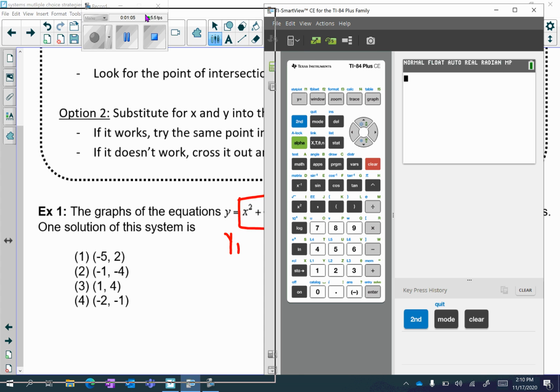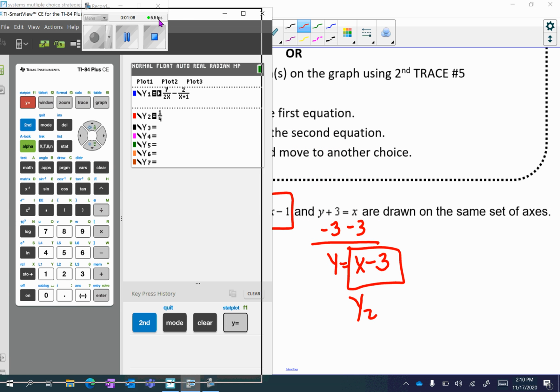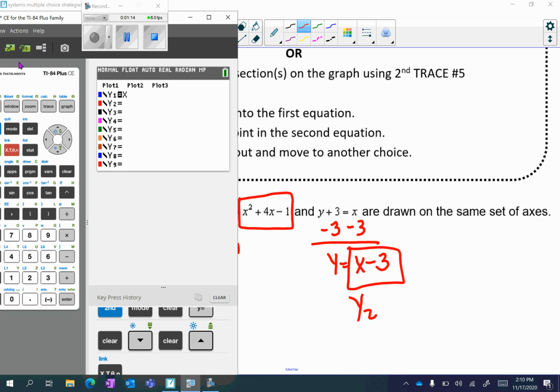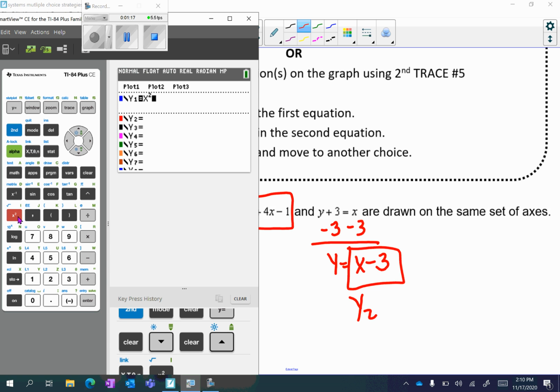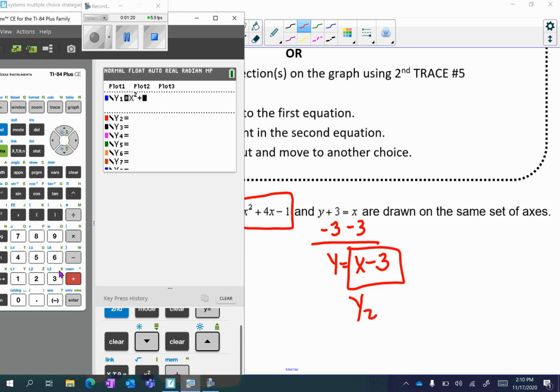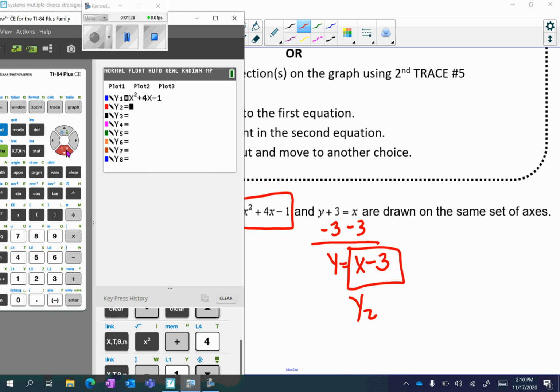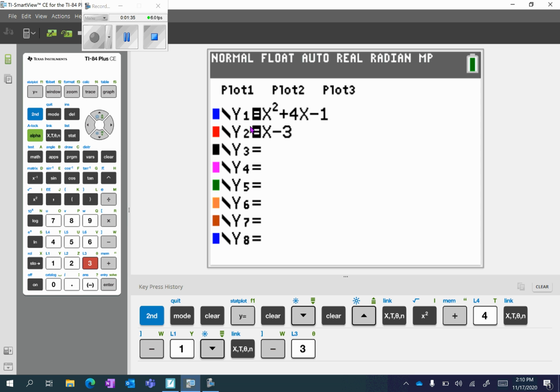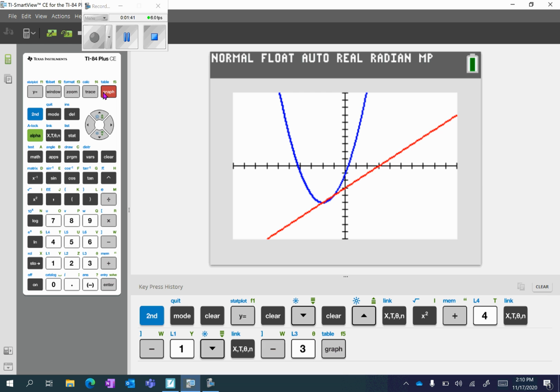So taking out my calculator, y equals, I'm going to clear out what I have in here. My first is x squared plus 4x minus 1. And then my second is x minus 3. So those are your two y equals. I can go to the graph. Remember, if you ever see a random graph that you're not used to, you can hit zoom 6 and that will bring you back to this main window here.